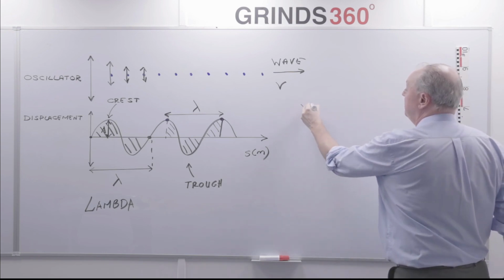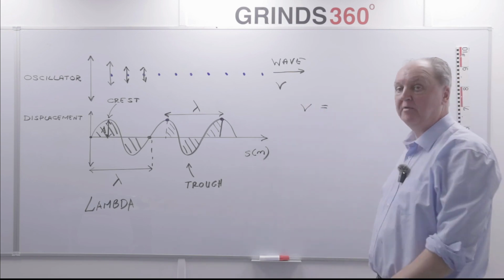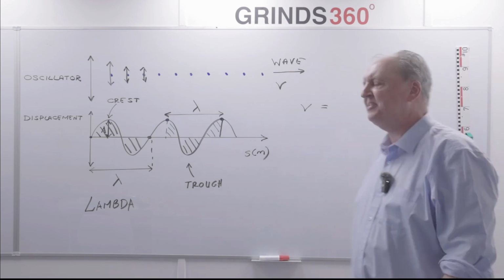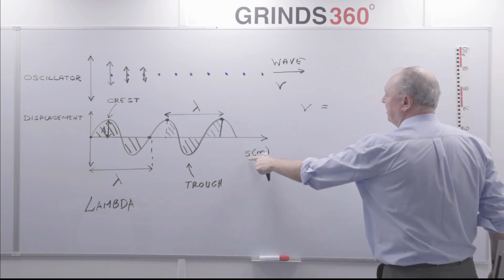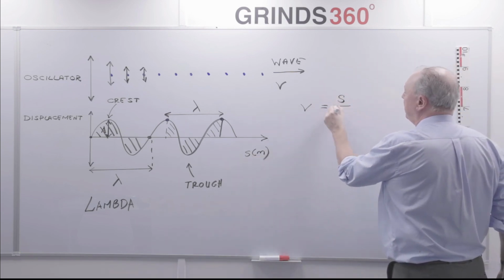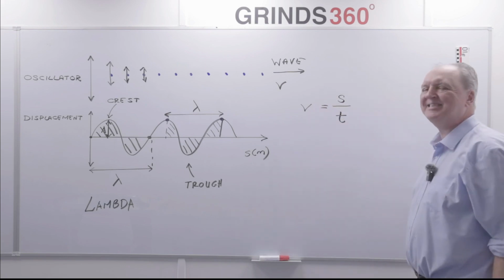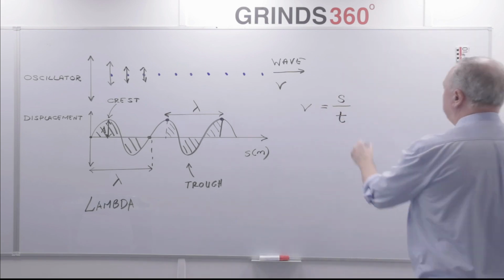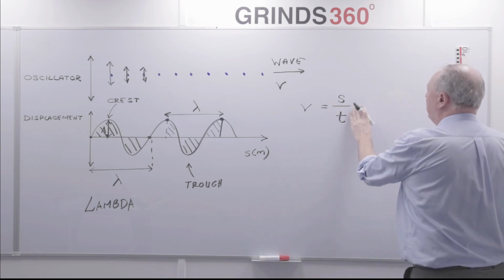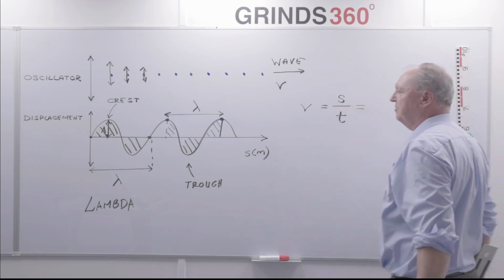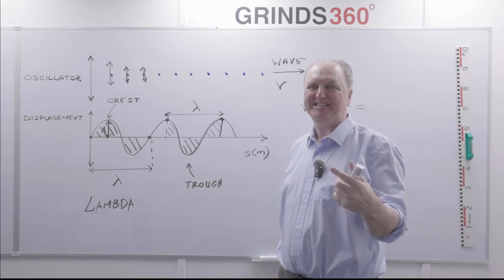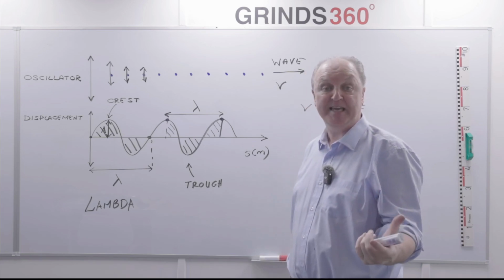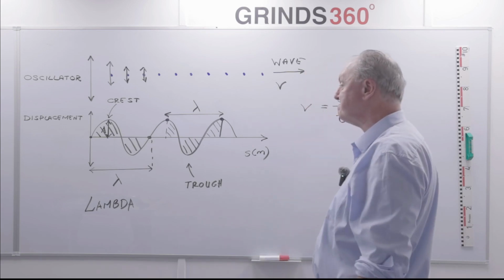Velocity, V, in general, you know from your junior cert, is distance traveled, I'm calling distance S, divided by time, the time it takes to travel that distance. Now, the speed of that wave is constant throughout. So let me take a certain distance and the time it takes to travel that distance.